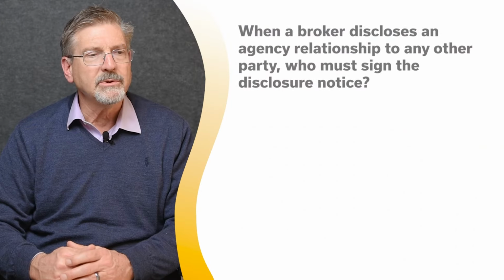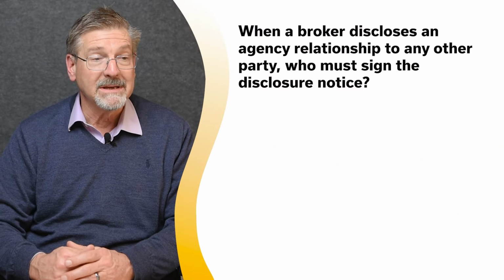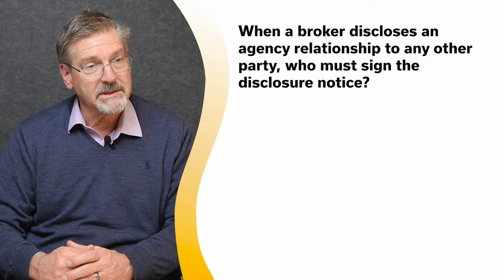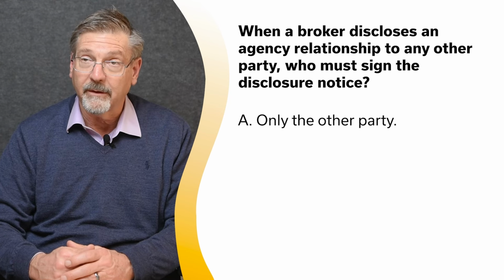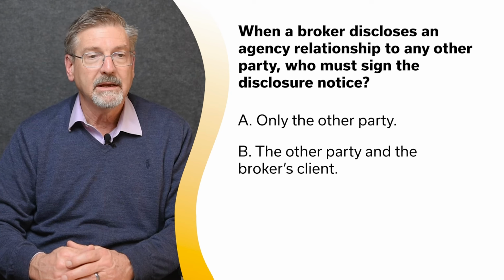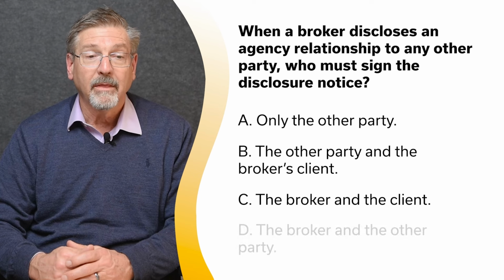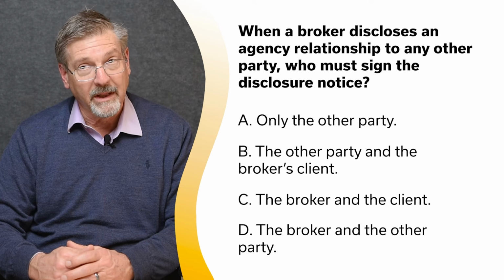When a broker discloses an agency relationship to another party, who must sign the disclosure notice? A, only the other party. B, the other party and the broker's client. C, the broker and the client. Or D, the broker and the other party.